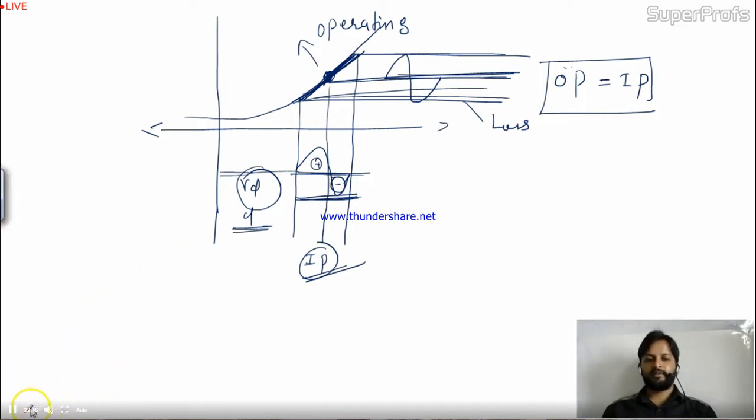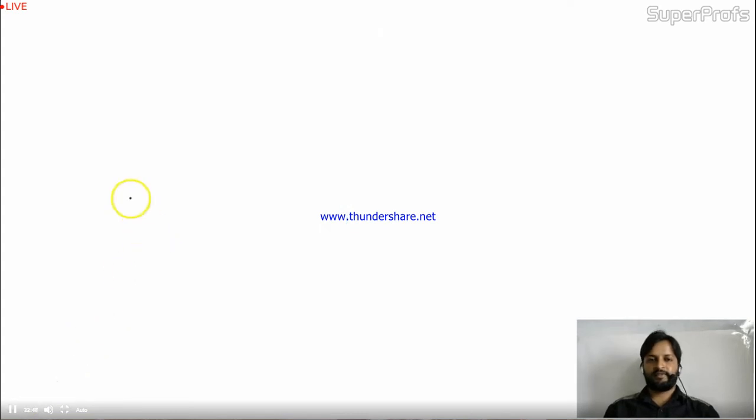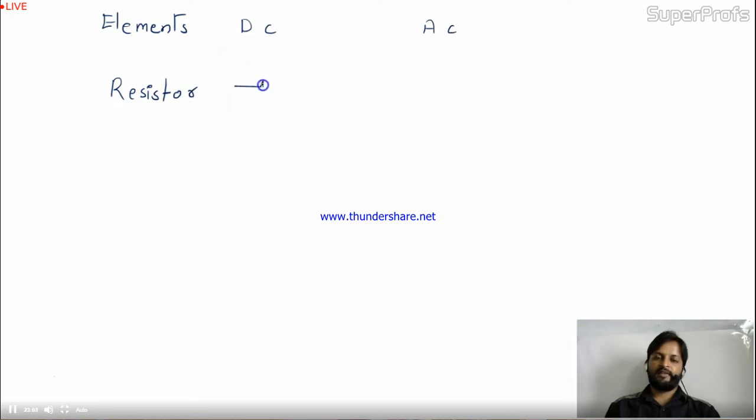Now wait a minute. Let me tell you one thing. Let me erase it first. See, this is the DC and AC, and here we'll take elements. First element we'll discuss is resistors. The resistor in DC is like this only. In the AC, same, there is no problem with the resistor in DC or AC. No problem at all. In the second case, we are choosing the inductor.